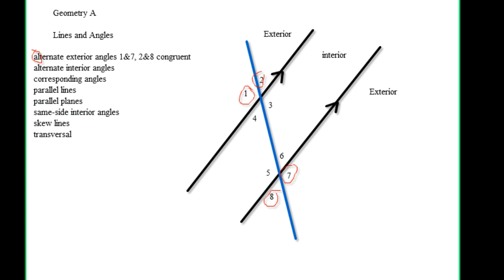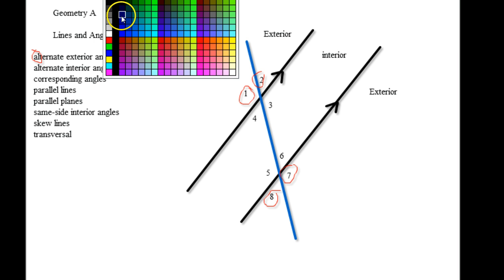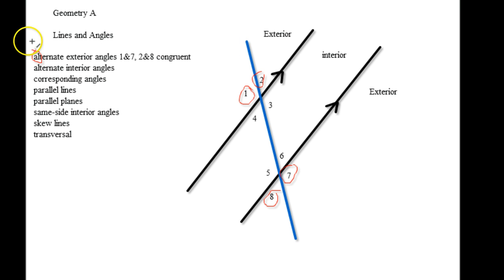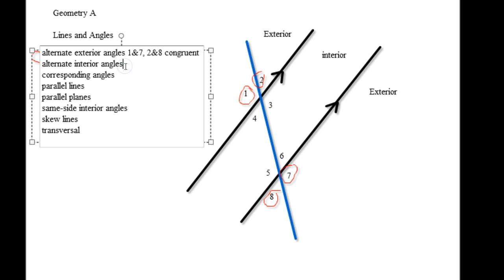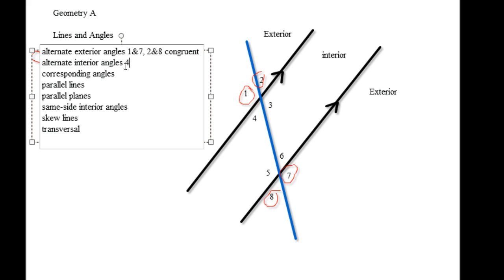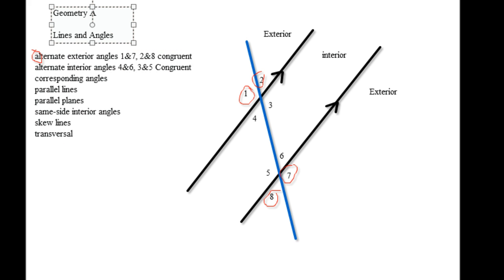Alright, alternate interior. If you're guessing at home that means the angles on the inside, you are correct. And what specific angles are we talking about? We are talking about angles 4 and 6. Now do not mix up the two. And angles 3 and 5. Those are also congruent. I'm going to use blue for those ones. So angles 4 and 6 are congruent, angles 3 and 5 are congruent, and these are also the reasons why.